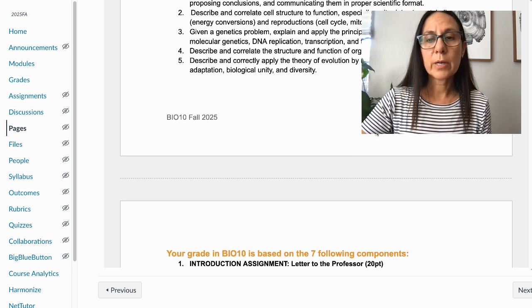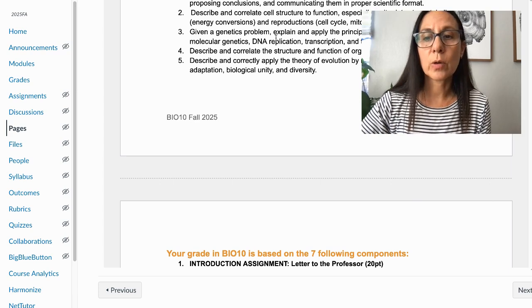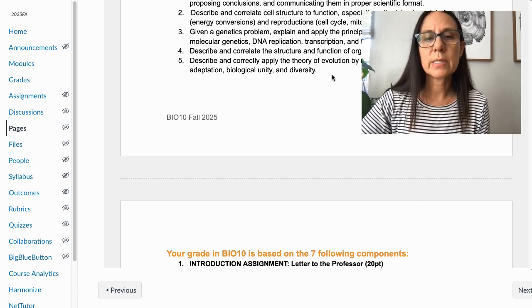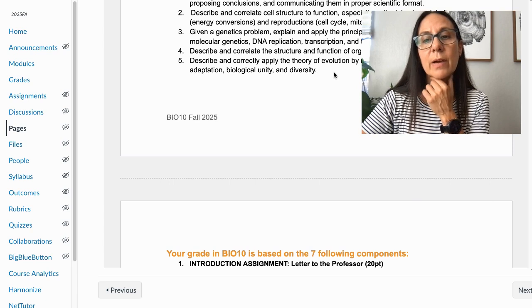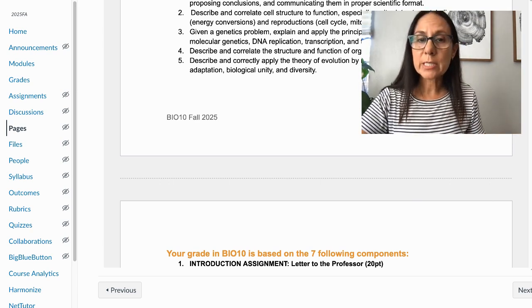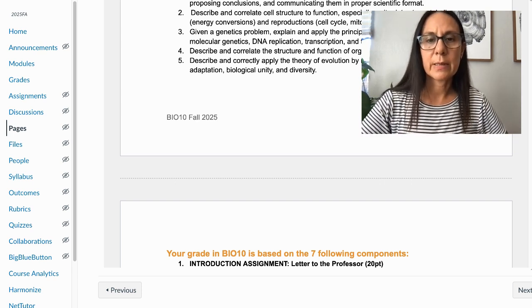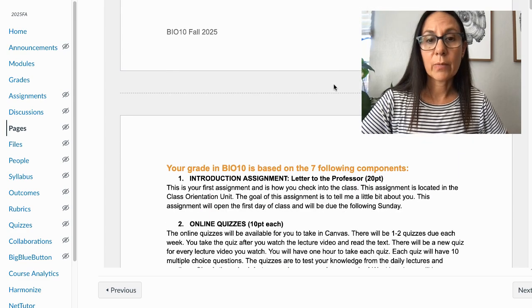Okay, then the 4th part is you're going to learn about the structure and functions of organs and organ systems. And then the last one is that you're going to learn about the theory of evolution by natural selection, and you're going to be able to explain how organisms adapt to their environment and how that works.